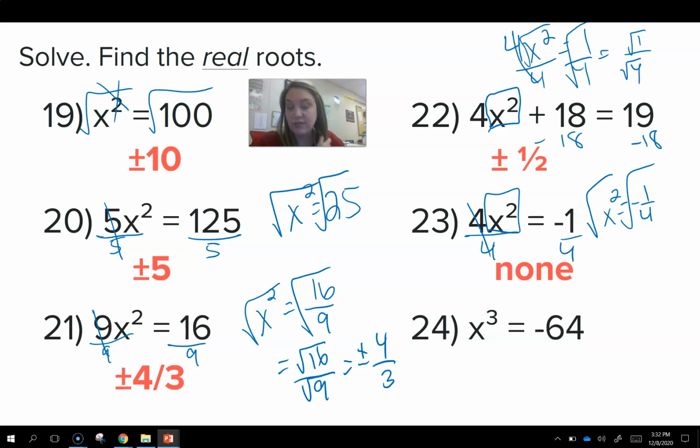24, we have x cubed equals negative 64. So if a square root undoes a square, then a cube root is what's going to undo a cube. So we're going to have to cube root both sides. I have a negative, but that's okay because the root I'm taking is an odd number. So the cube root of negative 64 is going to give me x equals negative 4. So a cube root of a negative number is a negative number. The cube root of a positive number is a positive number. All right, we got a couple more.